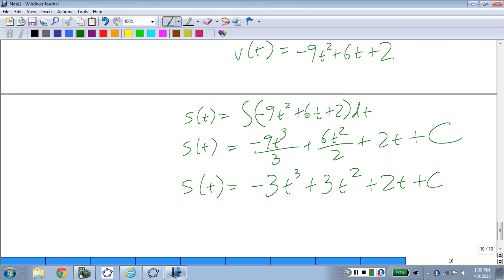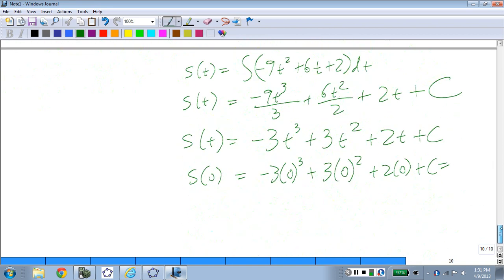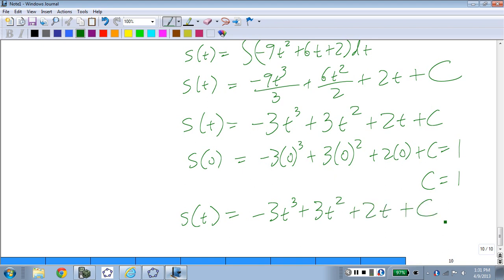S of 0 equals negative 3 times 0 cubed plus 3 times 0 squared plus 2 times 0 plus c equals, what did it say, 1? Yes, glad I remember that much. 1, and that implies, after we evaluate the zeros, that c equals 1. So the position function that we get is actually negative 3t cubed plus 3t squared plus 2t plus, not c, the specific value of c that we got, 1.